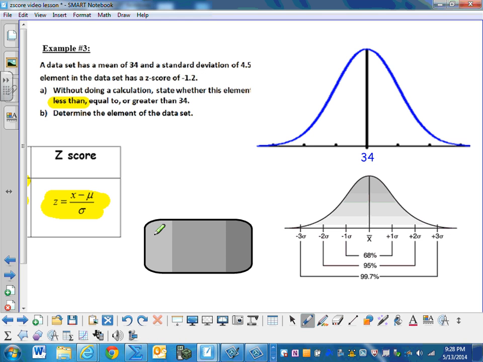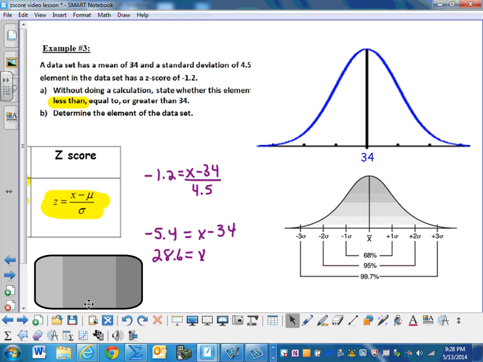And we can verify that by using our z-score formula. We have a z-score of negative 1.2, which is equal to our data element minus our mean of 34 divided by our standard deviation of 4.5. So go ahead and solve for x. So x is 28.6, which is below our mean of 34.